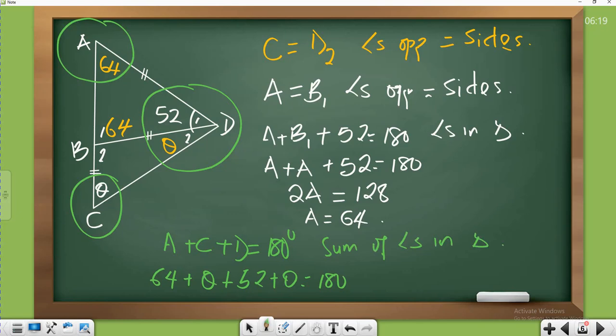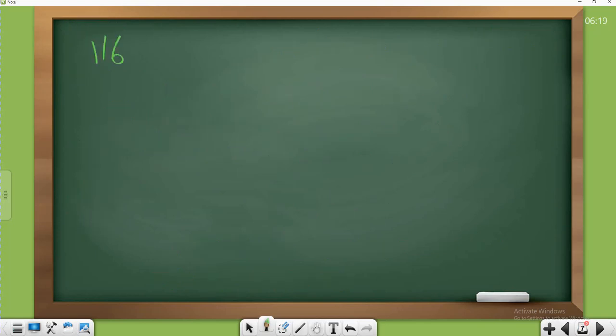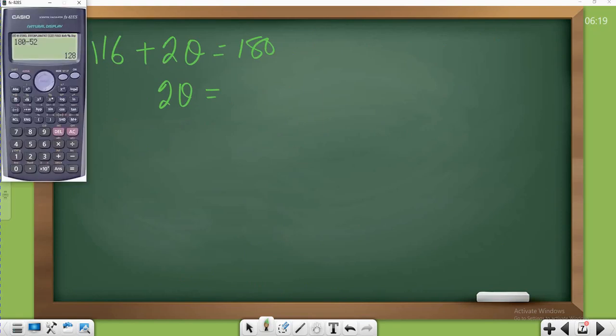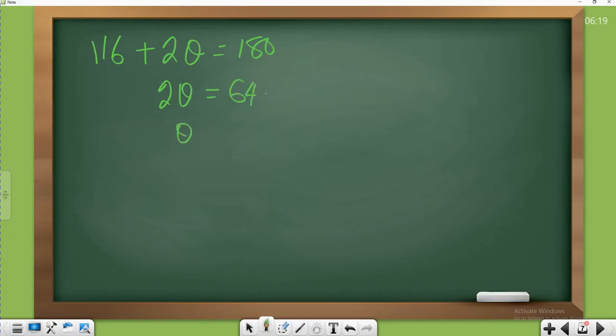All right, so we can work out the mathematics here by adding our 64 and 52. All right, and that will give me 116. All right, 116, and theta would give me 2 theta. So we can then say 116 plus 2 theta equals 180. So 2 theta therefore would be 180 minus 116, and that will give me 64. And we can then divide both sides. What we have, 32 degrees.